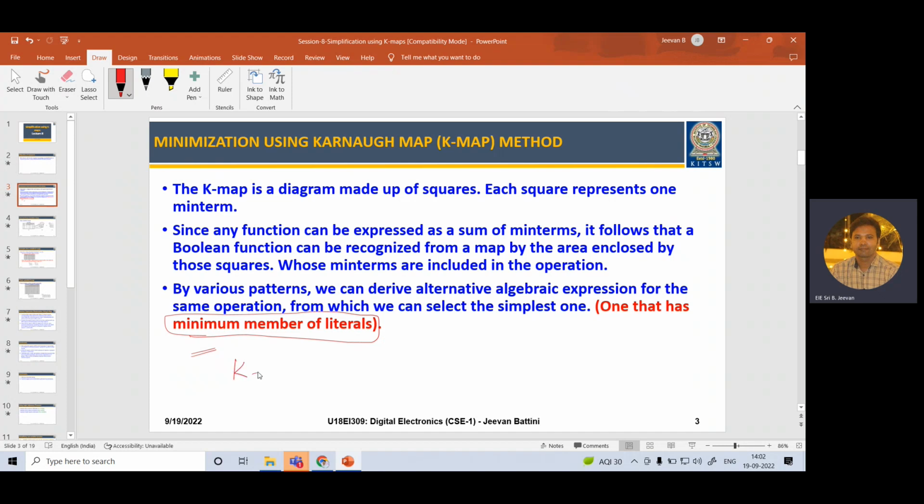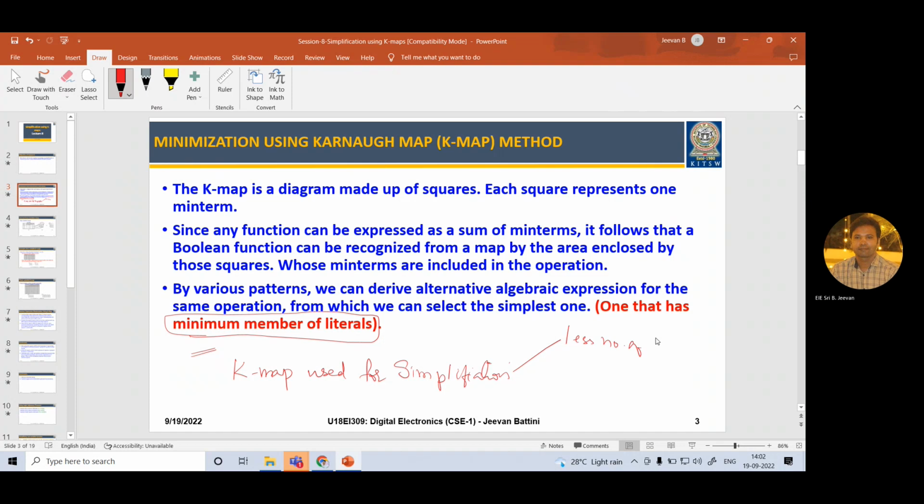K-map is used for simplification of the given expression. So what do you mean by simplification? Fewer product terms in the result, as well as fewer literals in each term.